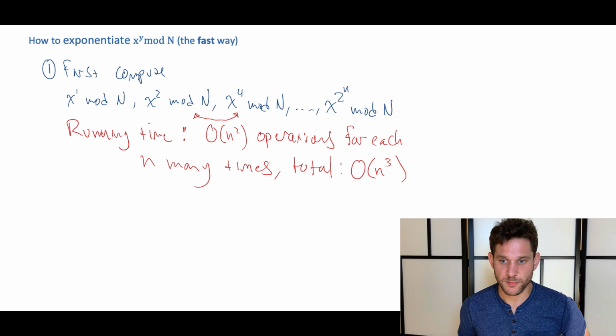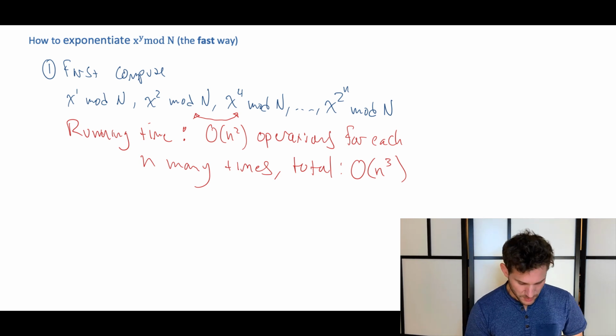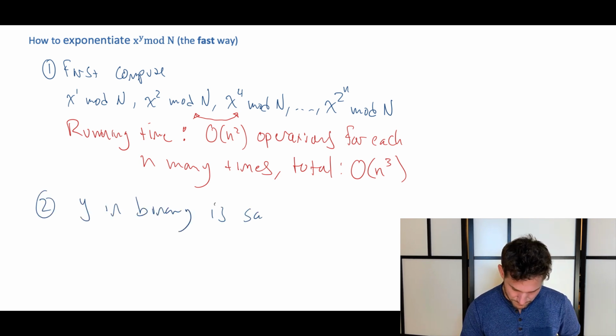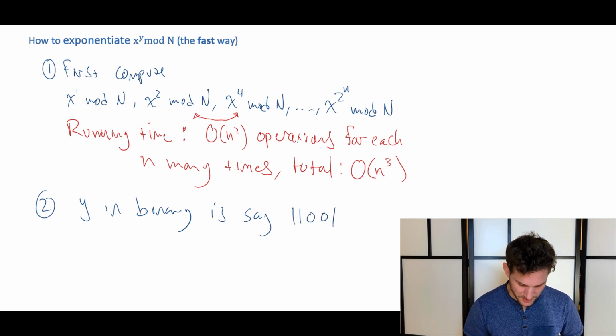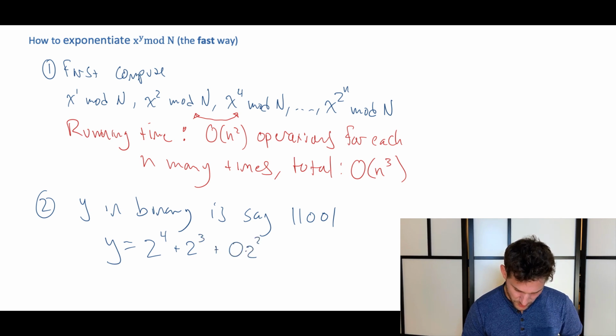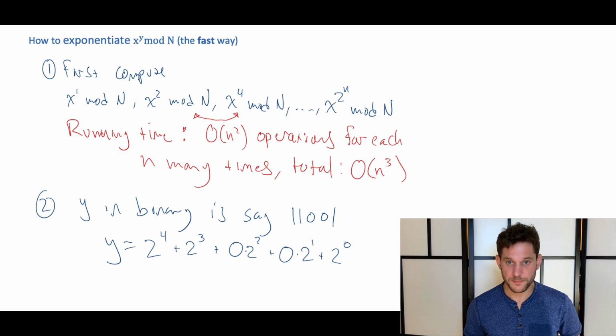Okay, now that we've computed x raised to all of these powers of 2, let's think about what y is. Just assume that y is written in binary. Let's just say it's 1, 1, 0, 0, 1. What that means is that y equals 2 to the 4 plus 2 to the 3 plus 0 times 2 to the 2 plus 0 times 2 to the 1 plus 2 to the 0. That's what it means to write it in binary. That's how we can represent it.